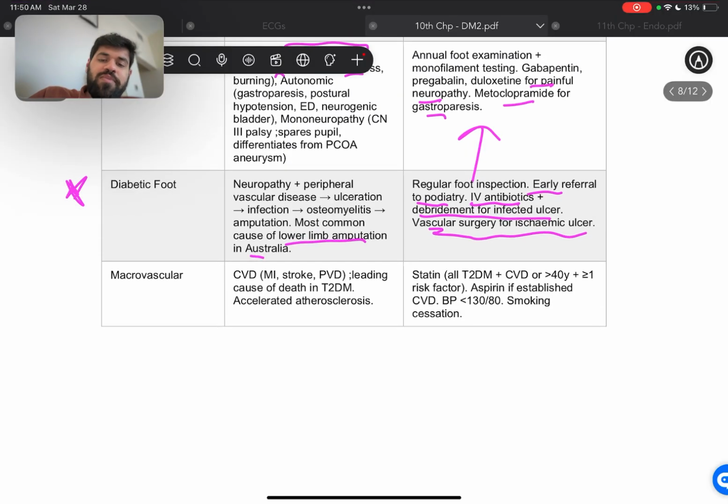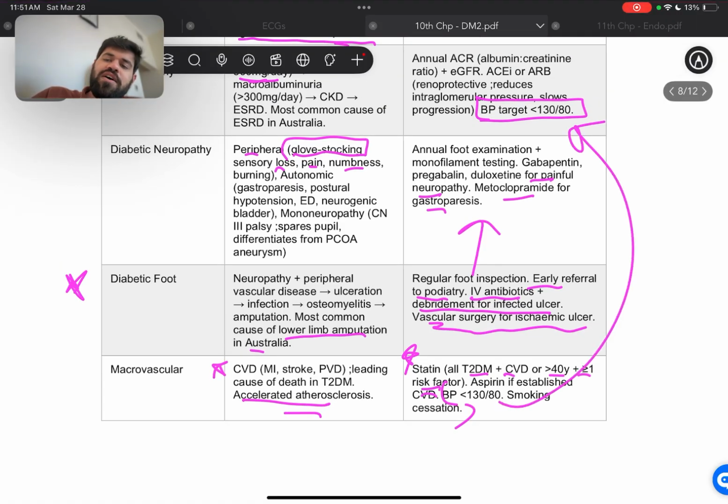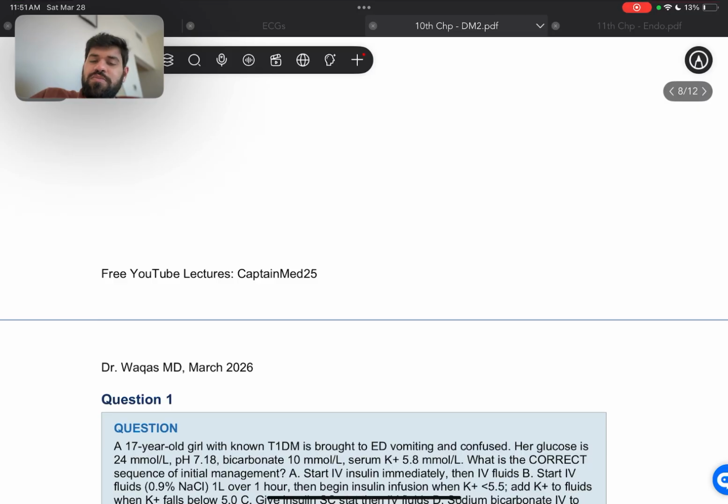Then macrovascular is going to be CVD, because diabetes, especially type 2, is going to lead to CVD, and it is the leading cause of death in type 2 diabetes because of accelerated atherosclerosis. Then for this, we have to give them statins. All right, all type 2 diabetes plus CVD, or more than 40 years plus one or more risk factors. Aspirin if they have established CVD, and the goal of the BP is going to be less than 130 by 80, which was the same as our nephropathy, and obviously smoking cessation must be done.